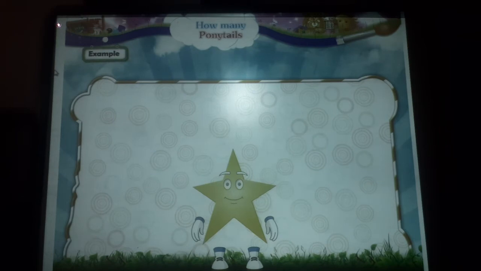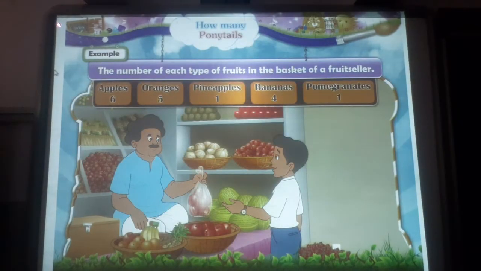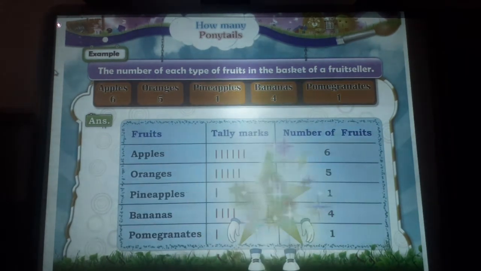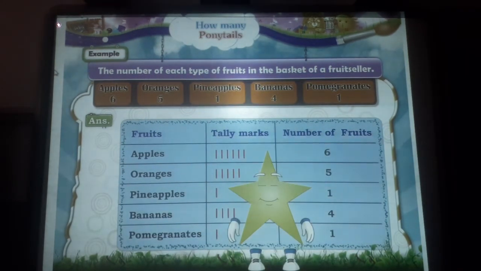The last example, Starry. The following information shows the number of each type of fruits in the basket of a fruit seller. Apples, 6. Oranges, 5. Pineapples, 1. Bananas, 4. Pomegranates, 1. Is it not easy to use tally marks?